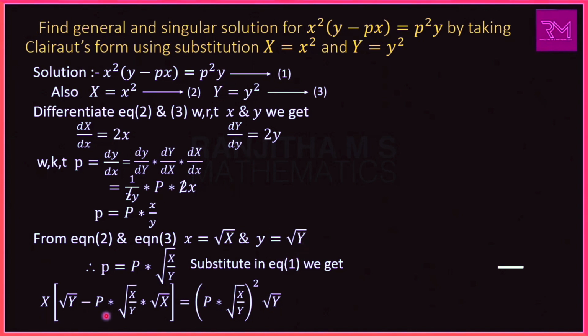We have to substitute correctly: x square y minus px, which is equal to p square y. We have to substitute all these values, the p value and also the small letter x and small letter y values. We get a value like this.